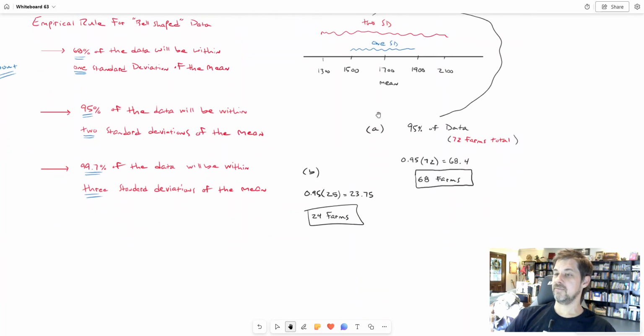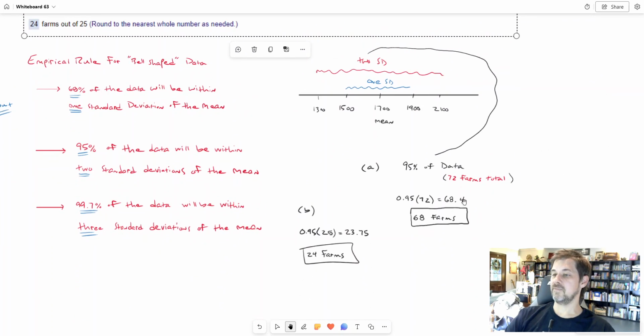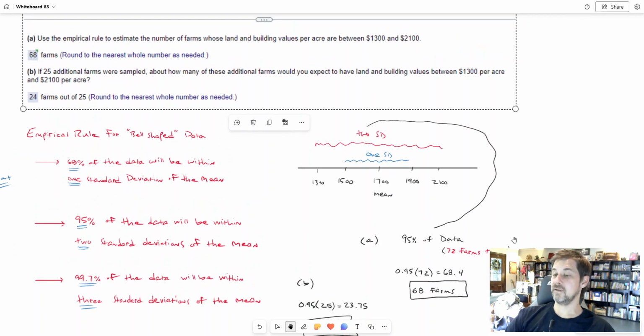So for part A, I need to calculate 95% of the data, however much data there was. There were 72 farms total, so 95% of 72 will be my answer. 95% of 72 is 0.95 times 72, which is 68.4. It did say to round to the nearest whole number, and 68.4 rounds to 68. So 68 farms out of the entire sample of 72 have a value somewhere between 1,300 and 2,100.